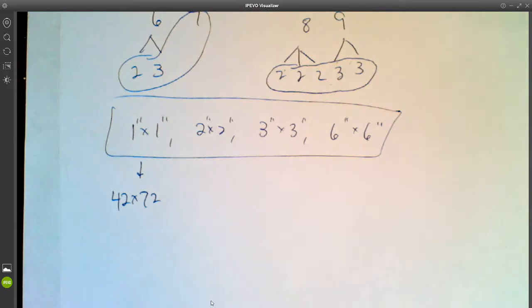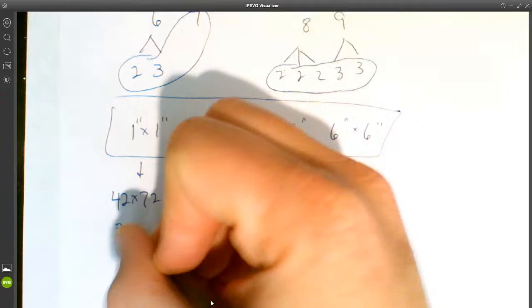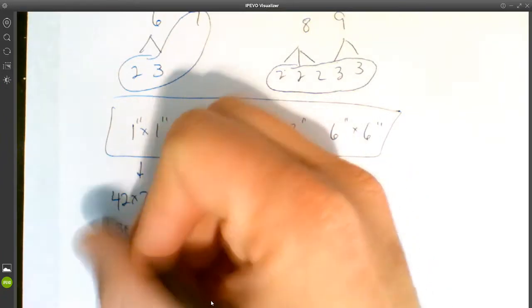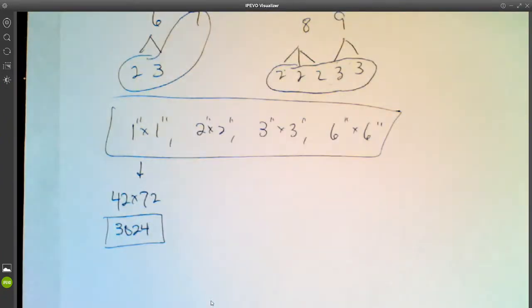How much is that? By the way, you can use calculators in this class. I'm okay with you using calculators. 42 times 72 is 3,024. So it would take 3,024 1 by 1 inch tiles to fill in that rectangular space, right?